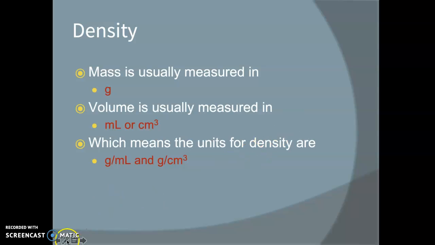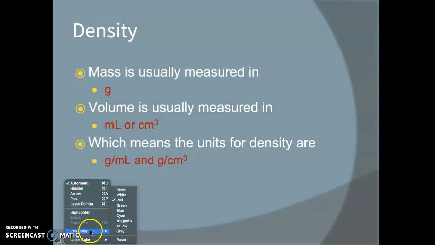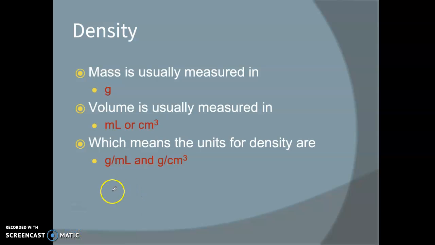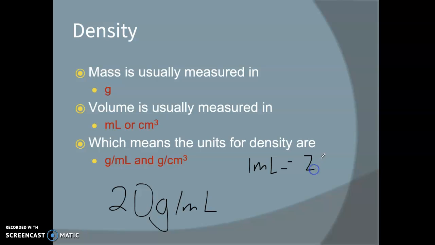Okay, so if I had a density of, let's say, what color are we going to go with today? Let's go with black. So if I had a density of 20 grams per milliliter, that means that for every milliliter, you have 20 grams of substance. Okay, that'd be a pretty high density. If I had 2 milliliters, I would have 40 grams. So this right here tells me per 1 milliliter, and you don't have to write it, or per 1 cubic centimeter.